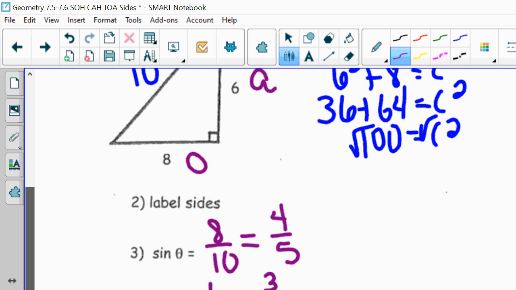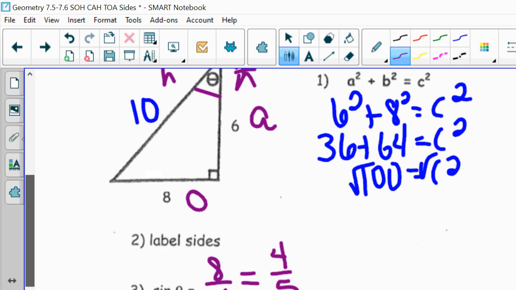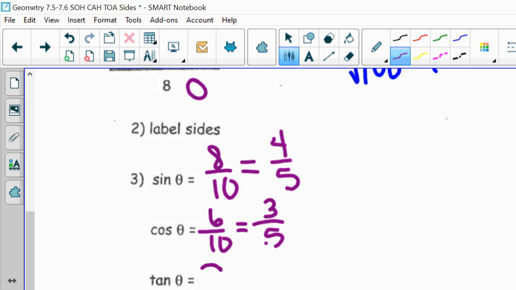And finally, the tangent. The tangent is opposite over adjacent, so 8 over 6, which again will reduce to 4 over 3. Half of the homework assignment is doing this. First, find your missing side. Take advantage of, if it's a triple, not having to do the Pythagorean theorem. Then label them, okay? And write out the three ratios: sine of theta, 4/5; cosine, 3/5; tangent, 4/3. Depending on the numbers you have in your problem, reduce as much as possible.